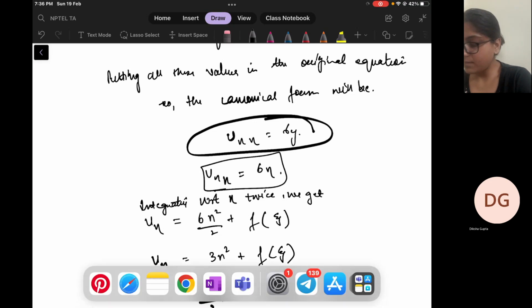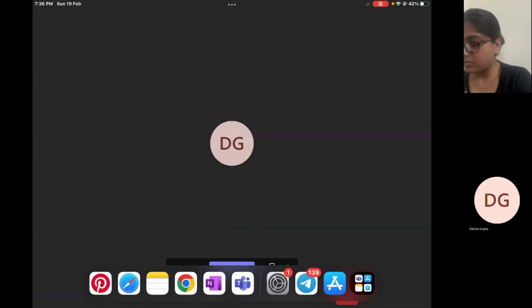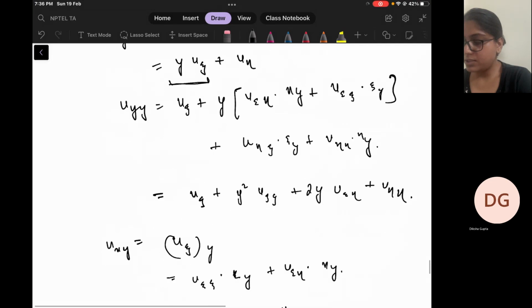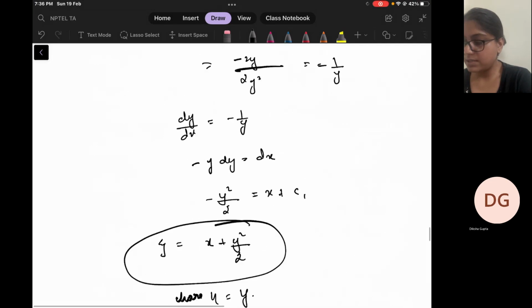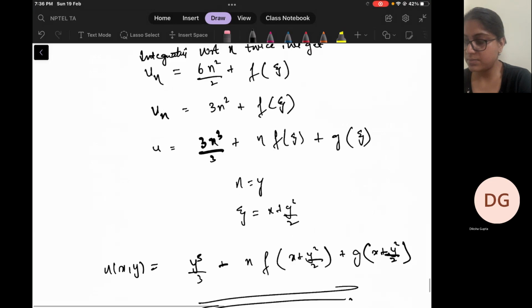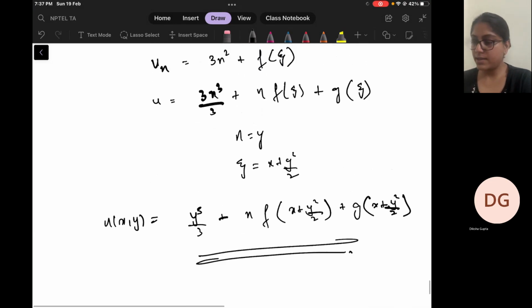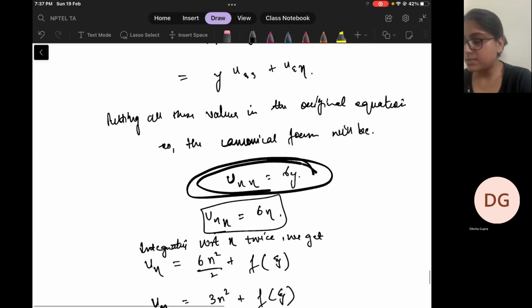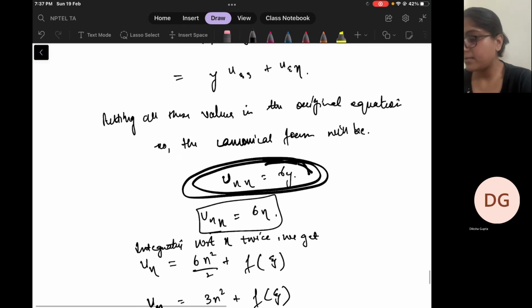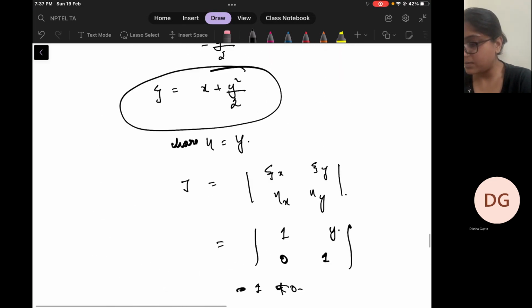Alright, and you'll see that we choose our epsilon and eta very smartly, so that some of the coefficients become 0. And again you can see that this equation is again, what was our original equation?